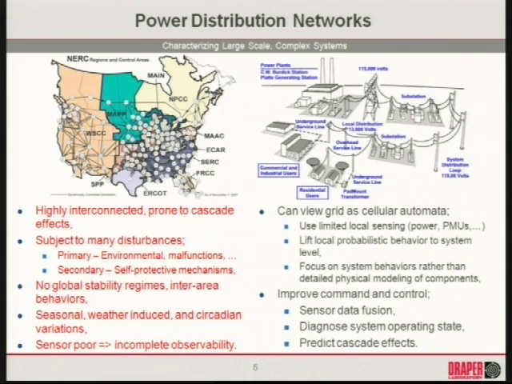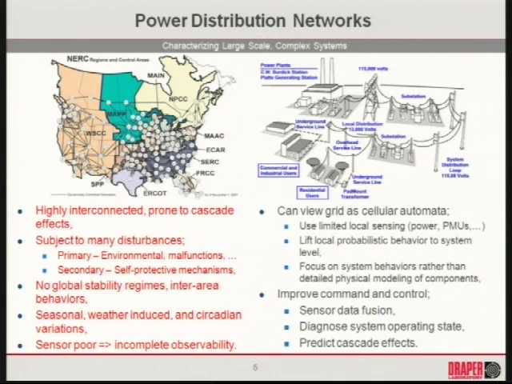So how do we begin to characterize something that's, A, so large, and it's got so many different types of interactions? What we want to do is now begin to look at how we can lift local behaviors up to a systems level and make sense of them.